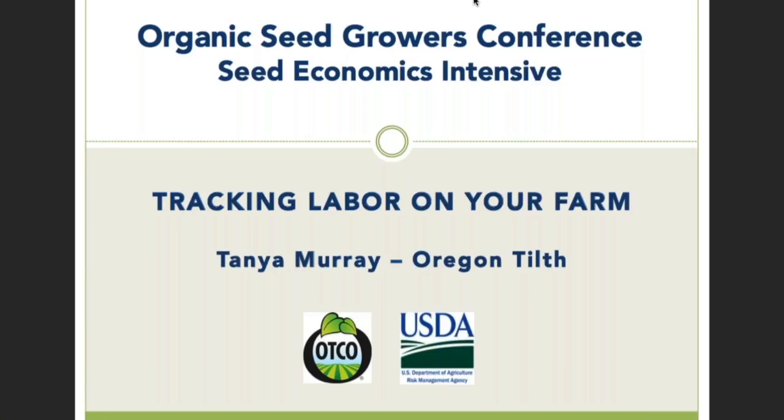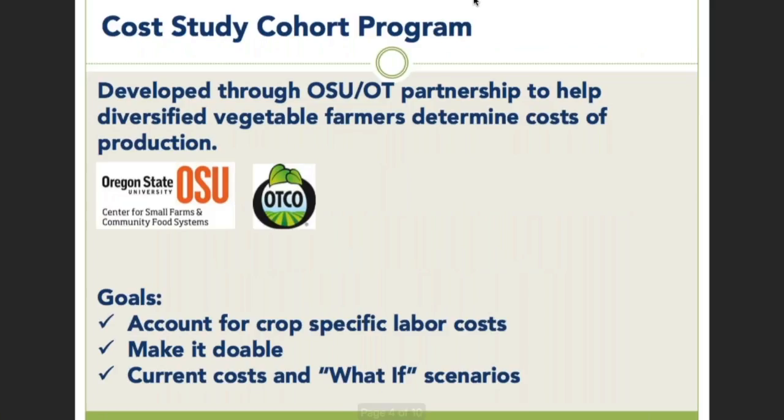So over the past couple of years, in partnership with Oregon State University's Center for Small Farms and Community Food Systems, I have been leading the development of a program called the Cost Study Cohort Program, which is really a program that's focused on supporting diversified vegetable farmers with determining their crop-specific costs of production. And we really designed the program with a couple of major goals. And one of those was really to be able to hone in on those crop-specific labor costs, and also to really try to make the record keeping for those crops as achievable as possible while providing useful information, specifically about how much each crop is contributing to or detracting from your bottom line.